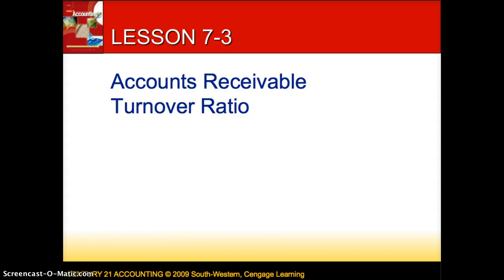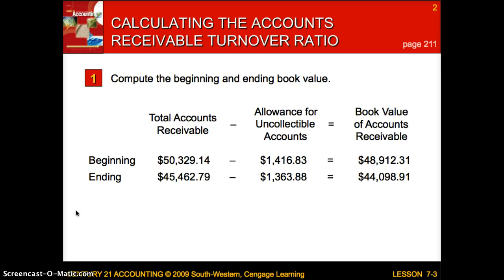So one way to analyze if the collection is efficient is to figure out this accounts receivable turnover ratio, and that is the number of times the average amount of accounts receivable is collected upon during that specified period of time. The accounts receivable turnover ratio is calculated by dividing net sales on account by the average book value of accounts receivable. So if we look here, we are going to take our total accounts receivable minus our allowance for uncollectible accounts. Remember, we figured this out by taking probably a percentage of our net sales, and then we will figure out what our book value of accounts receivable is.